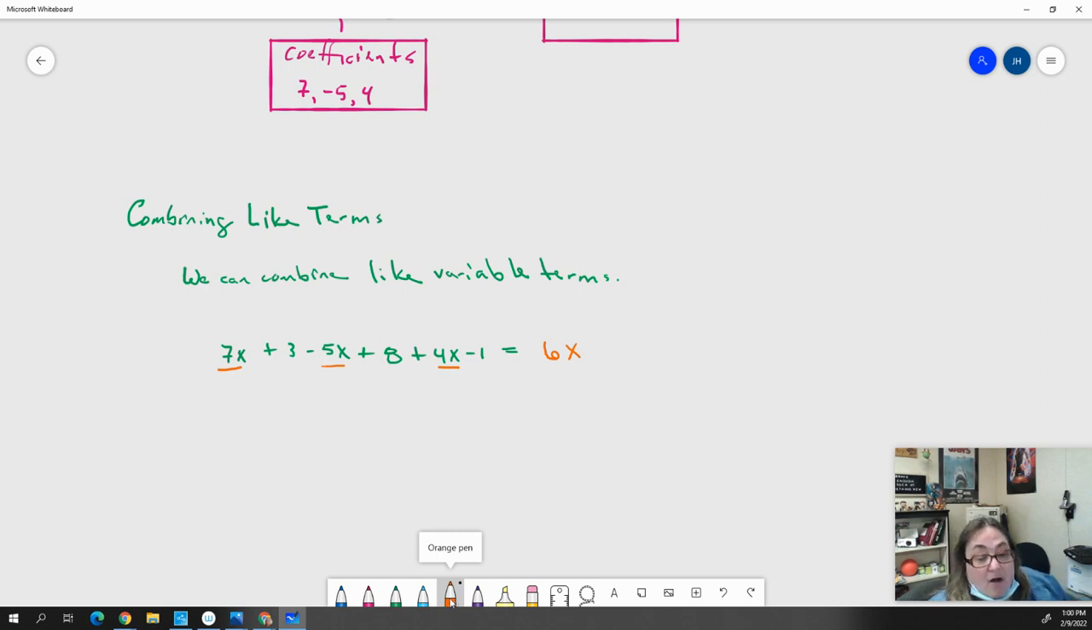Again, all I have left now are constants, right? I don't have any different powers or anything like that. So I'm just going to go, okay, well, now I just have my constants to deal with. So I can go, well, I have positive 3 plus 8. Well, that's 11. Minus 1 is 10. So I have 6x plus 10.